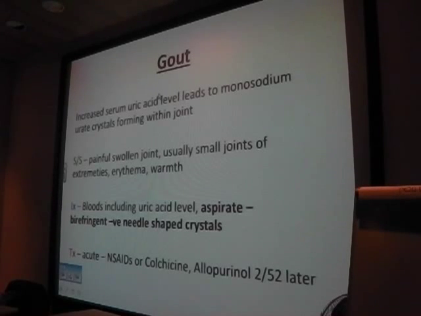Right. I'm afraid at the moment we're just going to go through a couple more conditions and just give you the information on them so you've got it when you're at home.